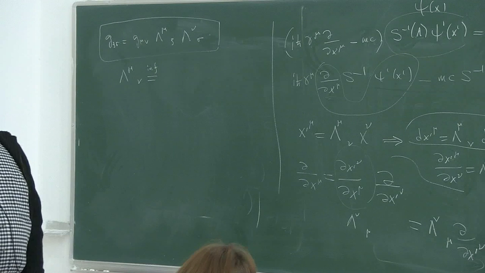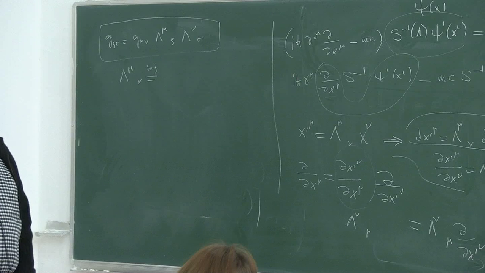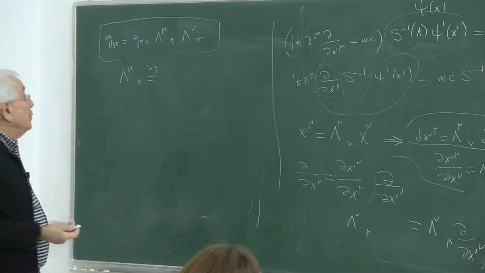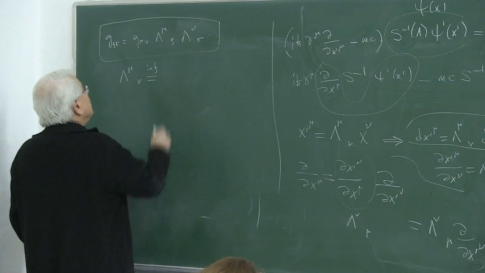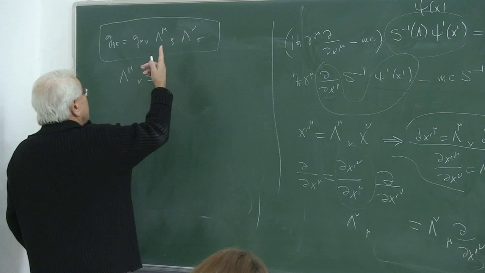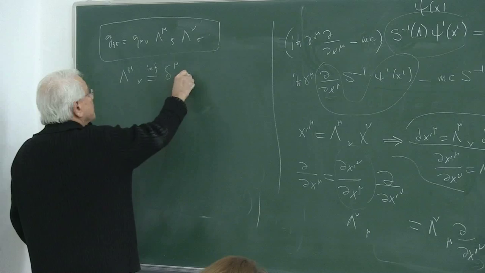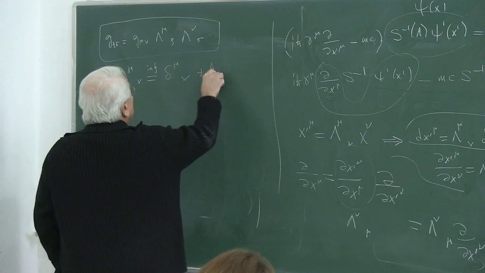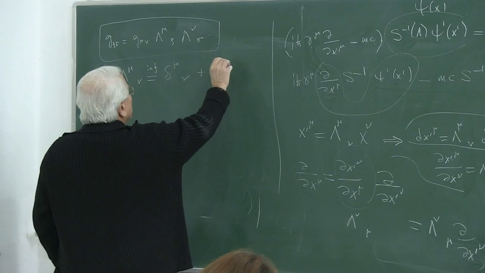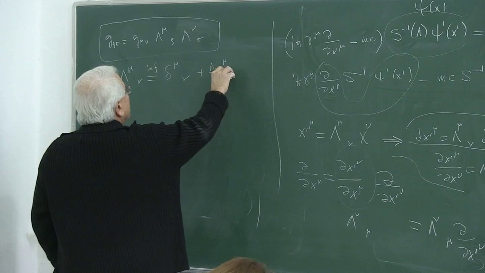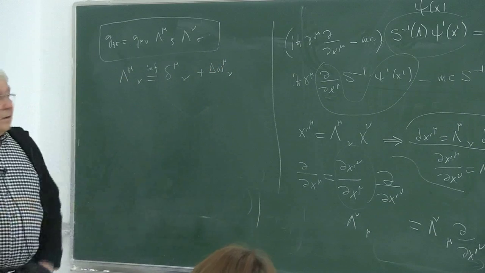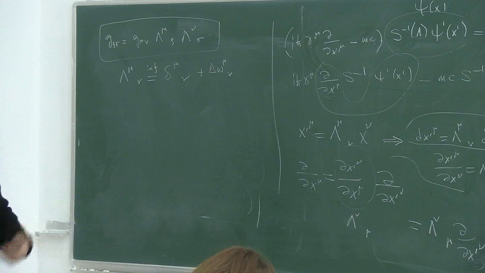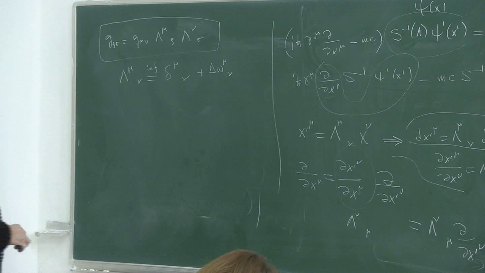In the infinitesimal case, it should deviate from 1 by a small amount, which is really involving the infinitesimal parameters of the transformations in question. So it is the identity, which is delta mu nu, plus delta omega, using the book's notation. Inf means infinitesimal, and it's an identity plus an infinitesimal amount, right? So that's the reason why I put the delta on it.